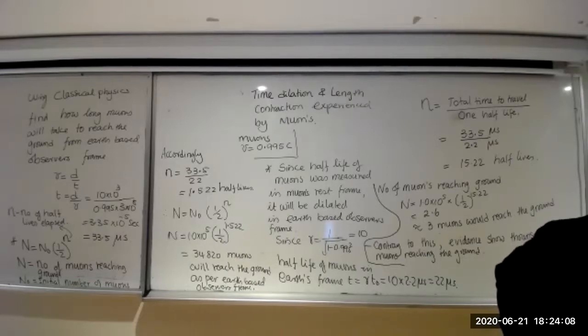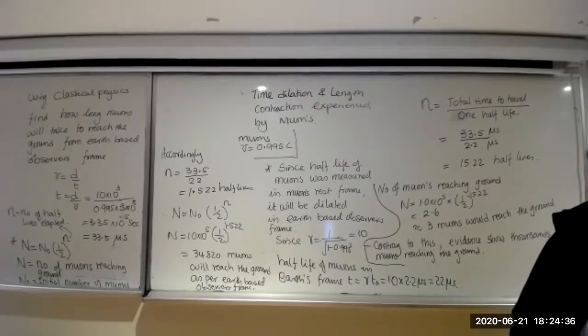Gamma is 10. So is it 1 kilometer? Yeah, from the muons' point of view, they have to travel only 1 kilometer. So the length contraction occurs from their point of view. The 2.2 microsecond is correct, but they have to travel only 1 kilometer. So basically 1000 meters divided by the speed. The time taken to reach the ground is 3.35 microseconds. So still the number of half-lives is 1.5.